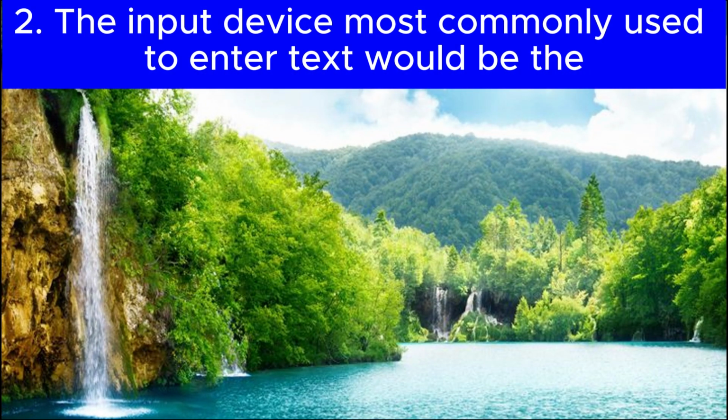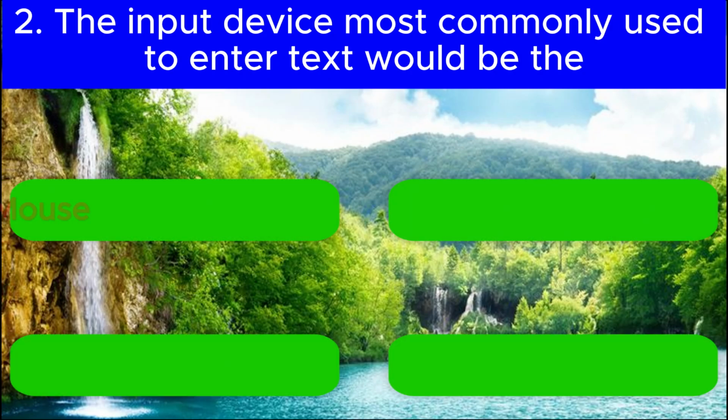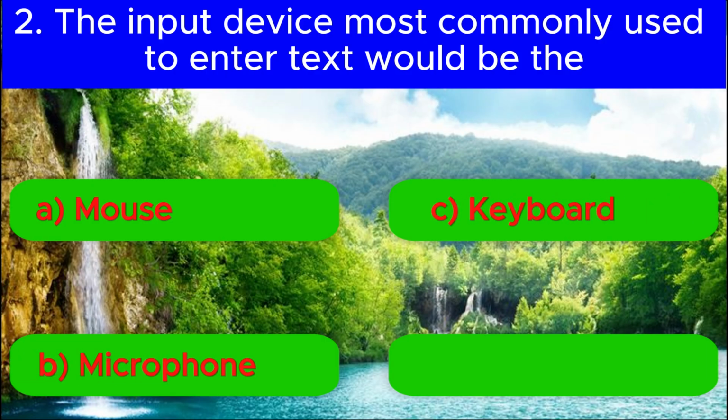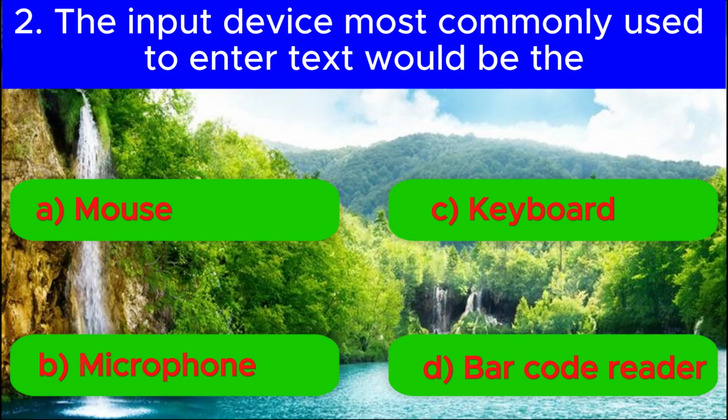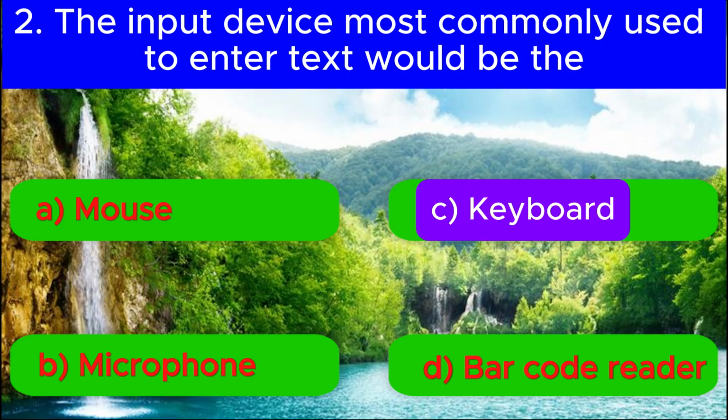2. The input device most commonly used to enter text would be the A. Mouse. B. Microphone. C. Keyboard. D. Barcode reader. And the correct answer is C. Keyboard.